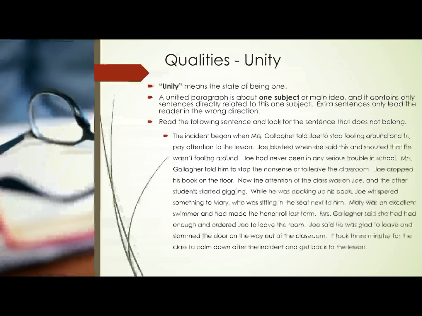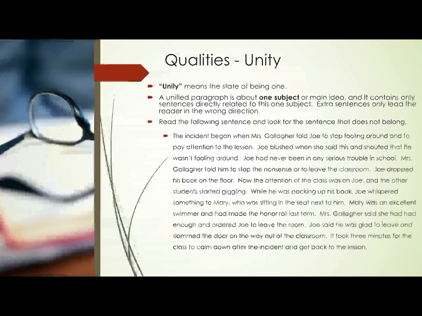So when thinking about unity, we have to ask ourselves, what is the paragraph actually about? In this case, the paragraph is about an incident that's happening between Joe and his teacher, Mrs. Gallagher, his behavior, and then ultimately her asking him to leave the classroom. So we have to get down to where we start talking about Mary. Notice the sentence that says, while he was picking up his book, Joe whispered something to Mary, who was sitting in the seat next to him. That sentence can stay because it's still talking about Joe and his behavior.